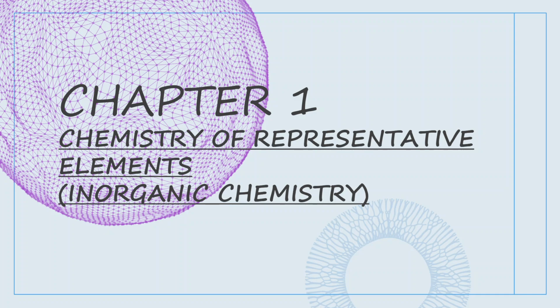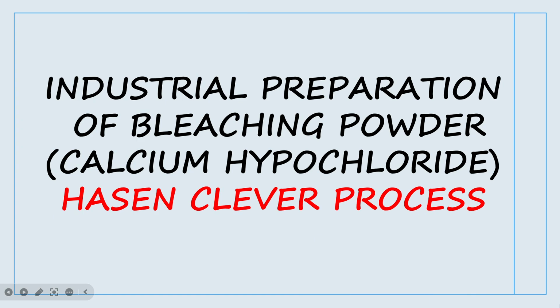This is chapter number 1, Chemistry of Representative Elements, that is part of the Inorganic Chemistry, and the topic for today is the industrial preparation of the bleaching powder, that is also known as calcium hypochlorite, and the process that is used for the preparation is the Hasen Clever process. The easiest way to remember it is by remembering the most commonly used bleaching agent, that is Harpic. Harpic starts from H, so the name of the process is Hasen Clever process.